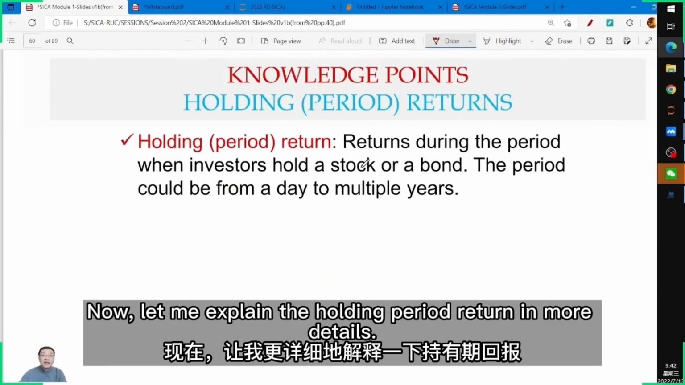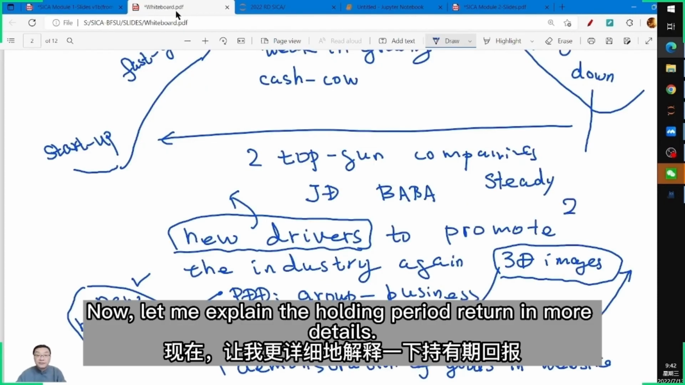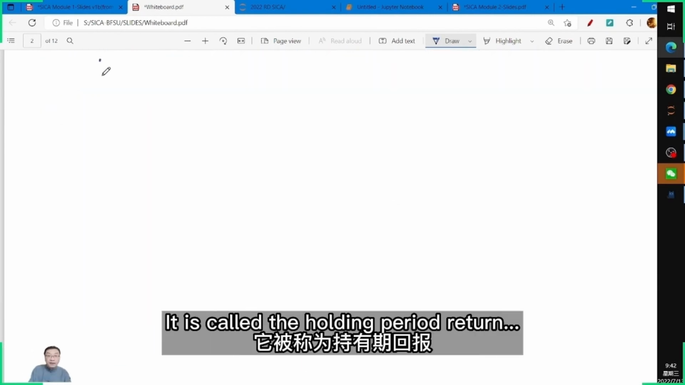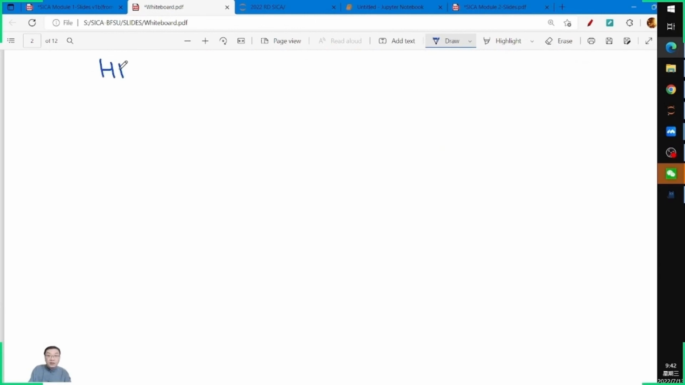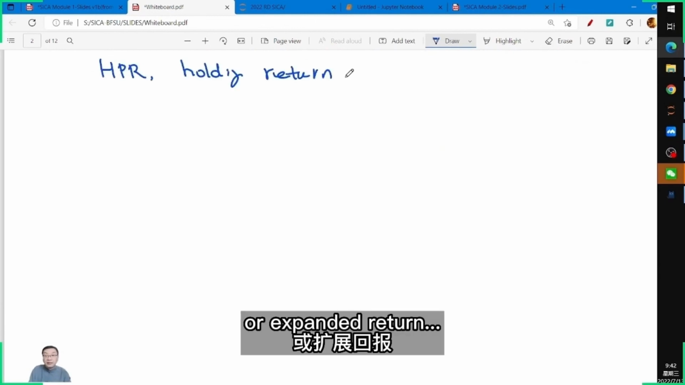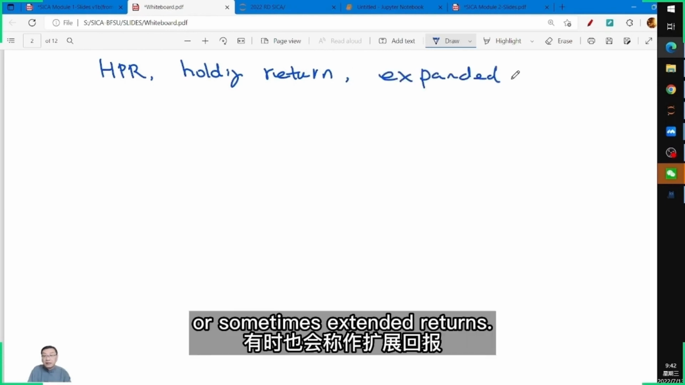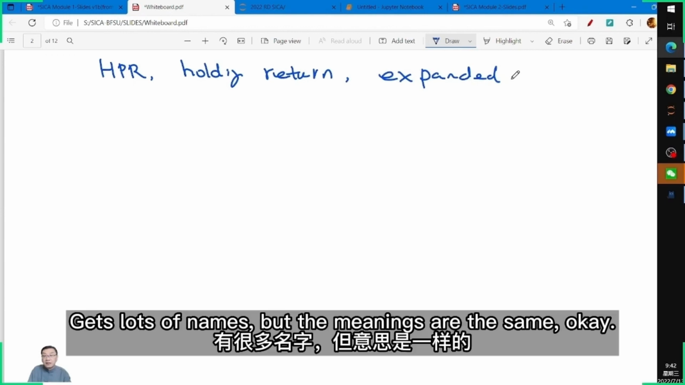Now, let me explain the holding period return in more detail. It is called the holding period return, or expanded return, or sometimes extended return. It has lots of names, but the meanings are the same.